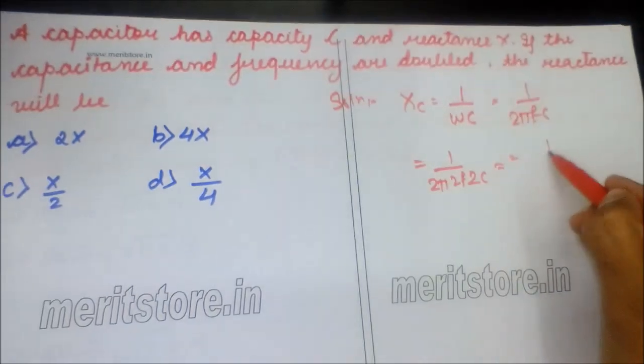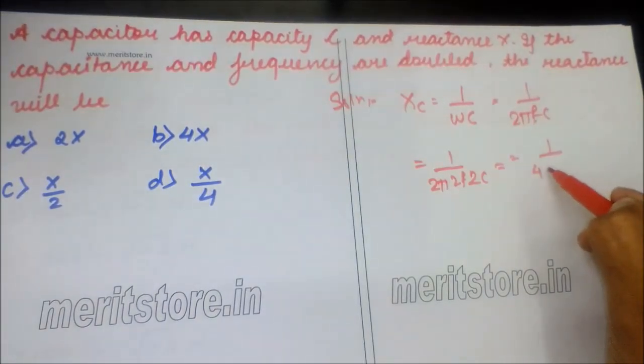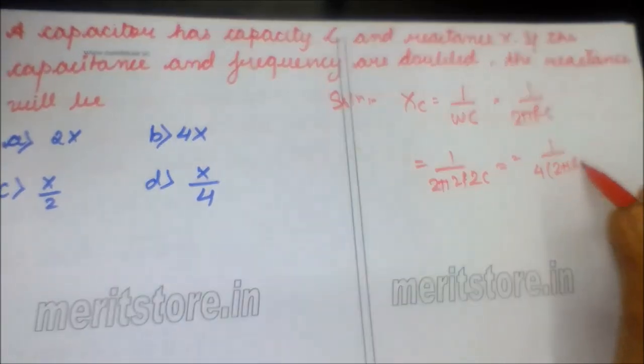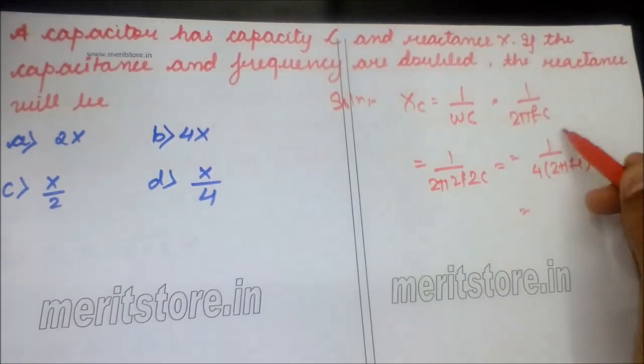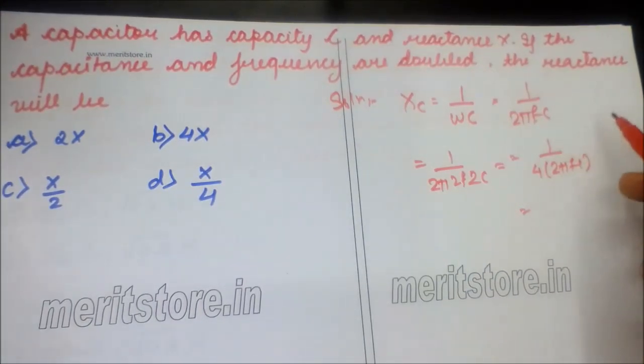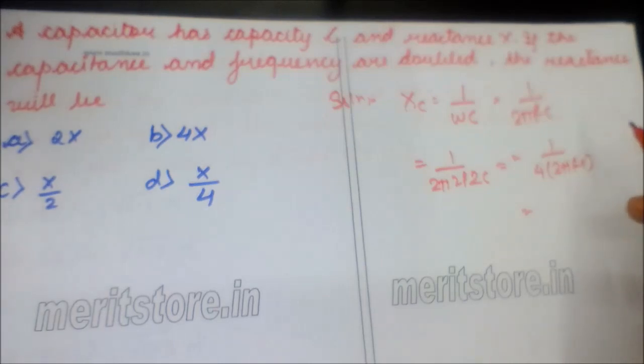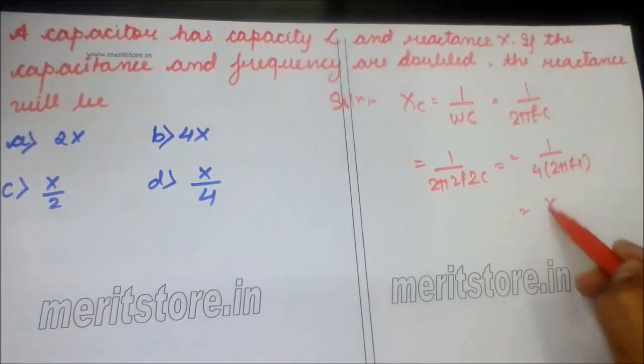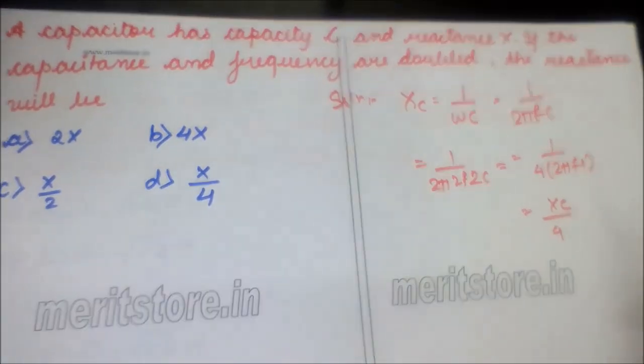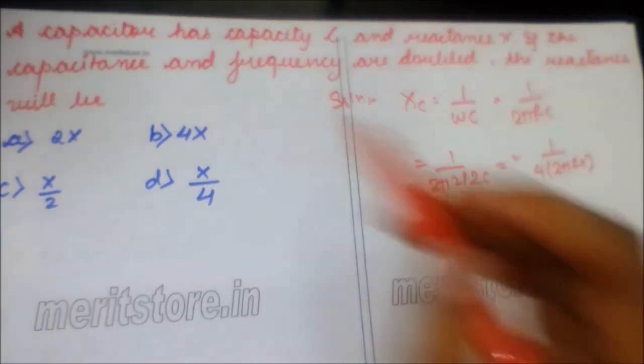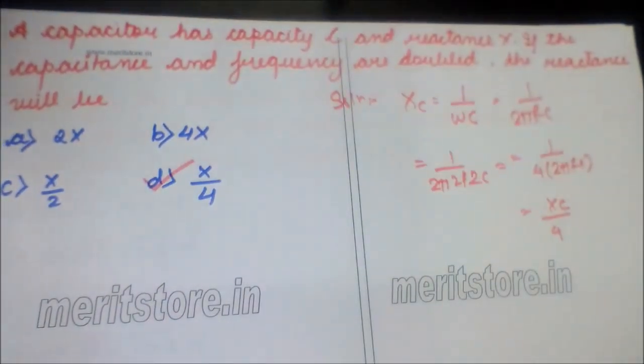So that will be 1 upon 4 times 2 pi f c. That 1 upon 2 pi f c is again Xc, so it is Xc upon 4, that is x upon 4. So D will be the correct option.